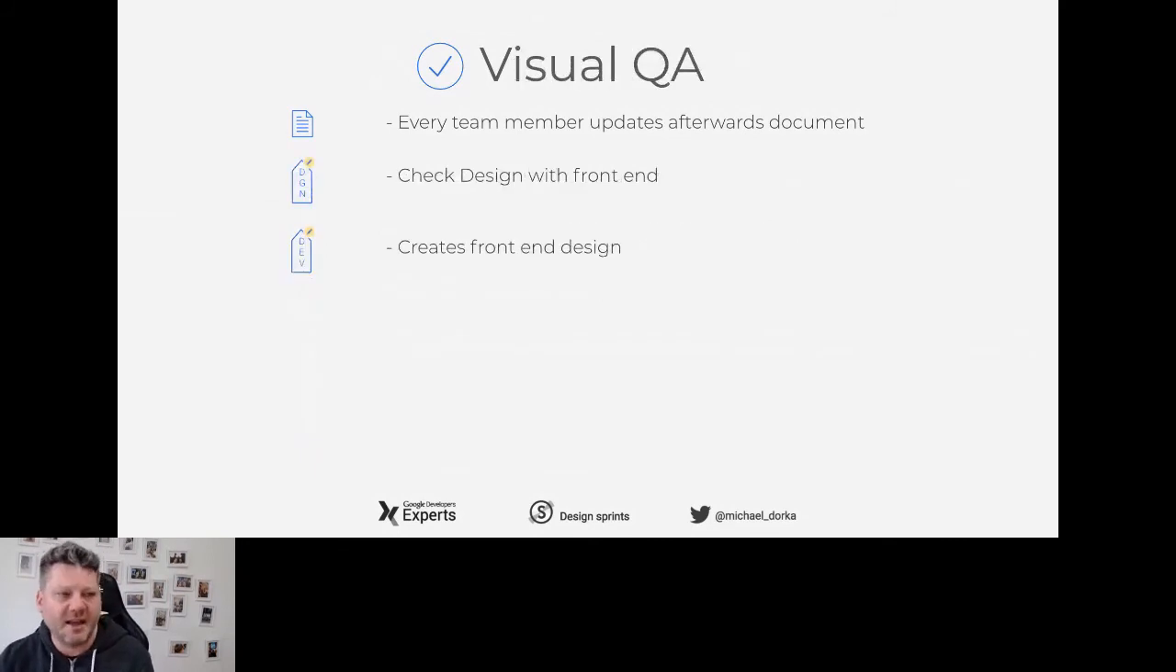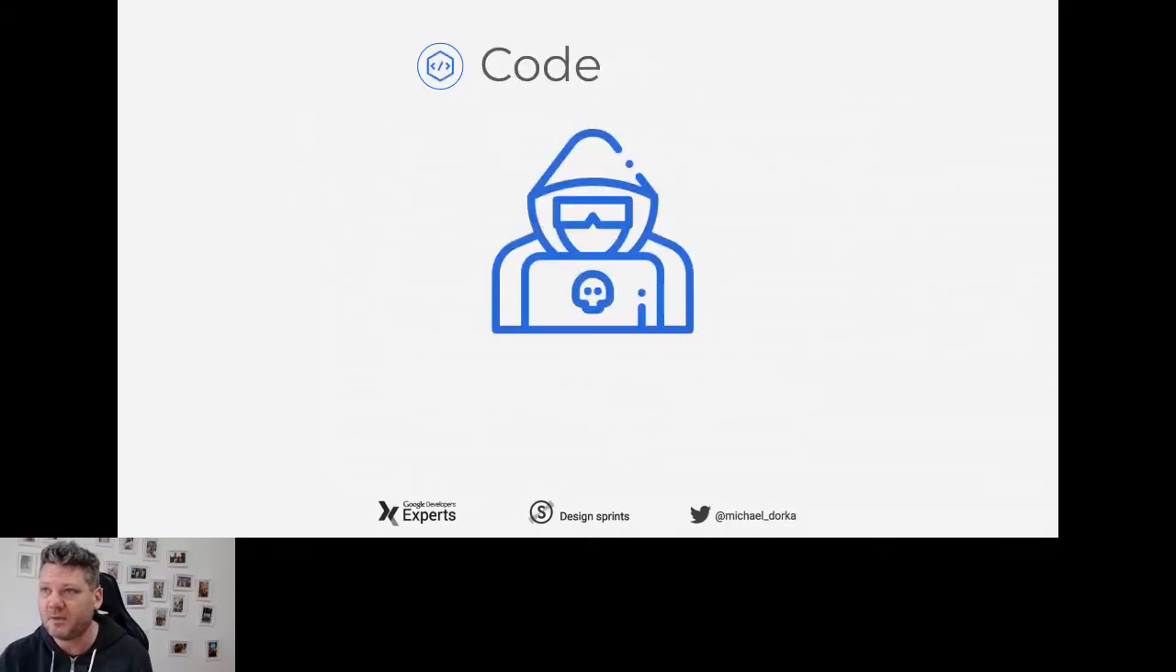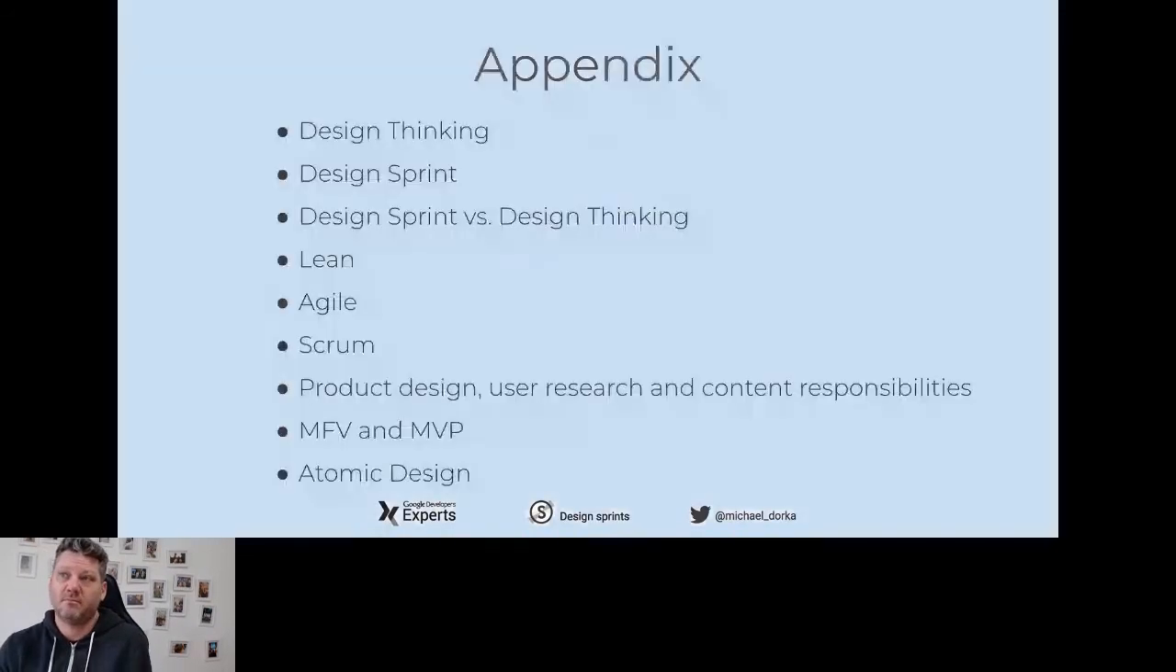Visual QA, again, is the alignment, the synchronization between the final designs, which are supposed to be coded. So you want to check that before actually coding it. And you also want to check the interactions of all the different states, because maybe not all states show up during the prototype user test session. And then you code. So here is the appendix.